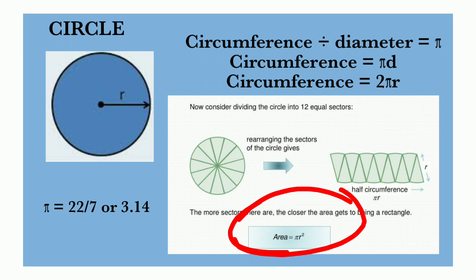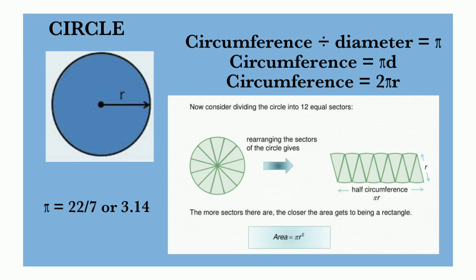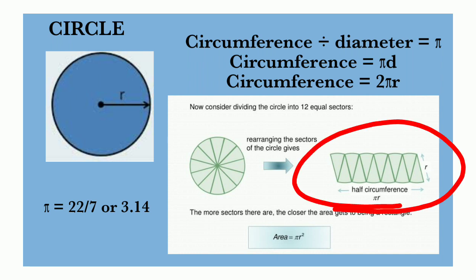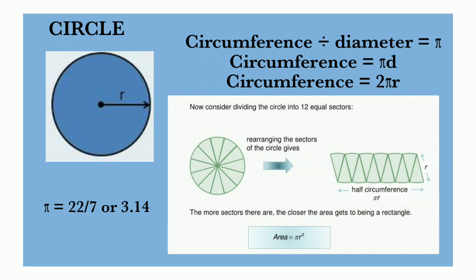You can cut two small sectors from the circle. You will get this type of figure, and arrange in this order. You will get a rectangle shape. So for a rectangle, we know the area means length into breadth. So multiply pi r into r. The one side is pi r and the other side is radius r. So pi r into r is equal to pi r square.